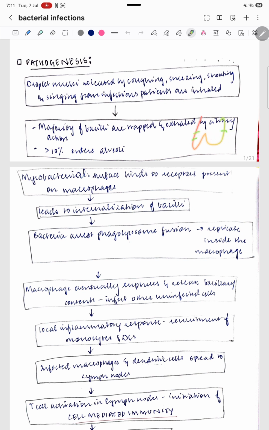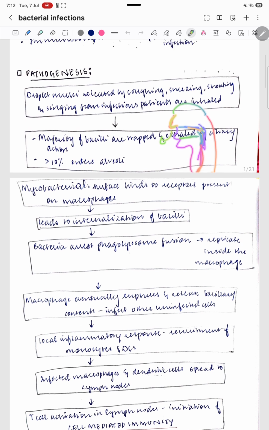Our nose has hairs where ciliary action is occurring. There almost 90% of the bacilli which are trapped are exhaled. Only 10% enters the alveoli. So basically from your nose 90% is exhaled outward, and only 10% enters your mouth or oropharynx, and then goes down to your alveoli.